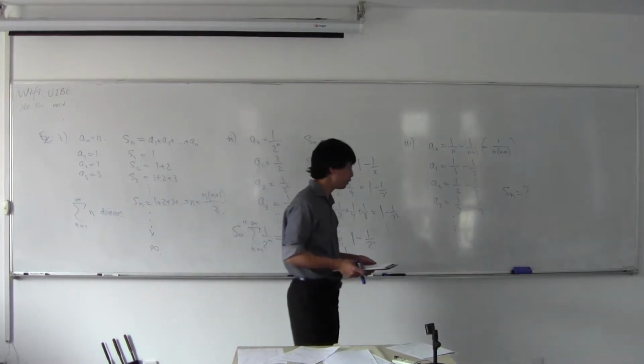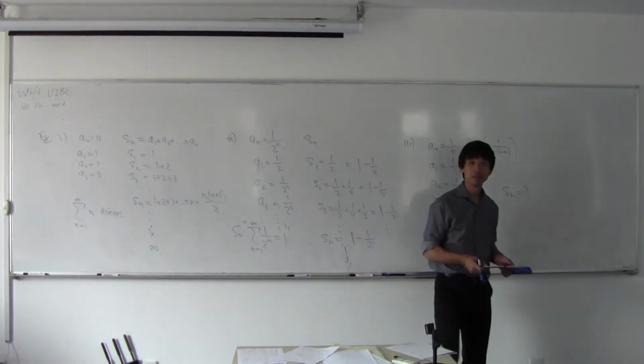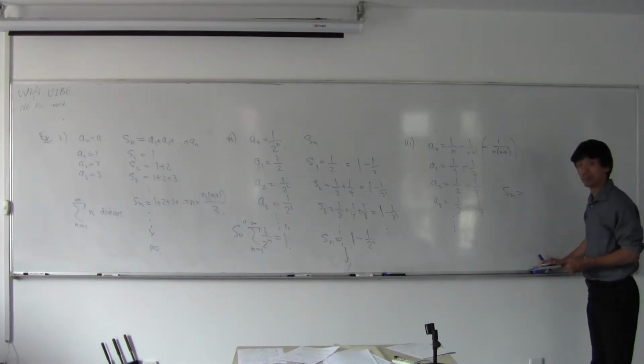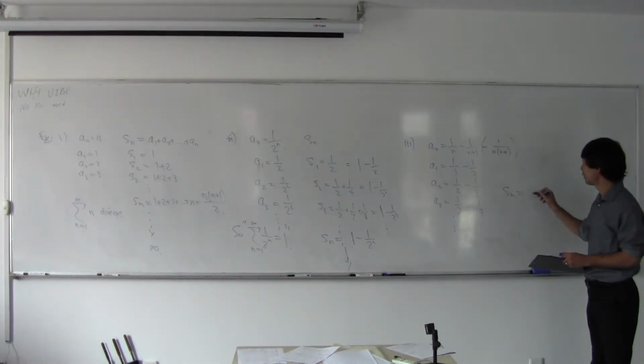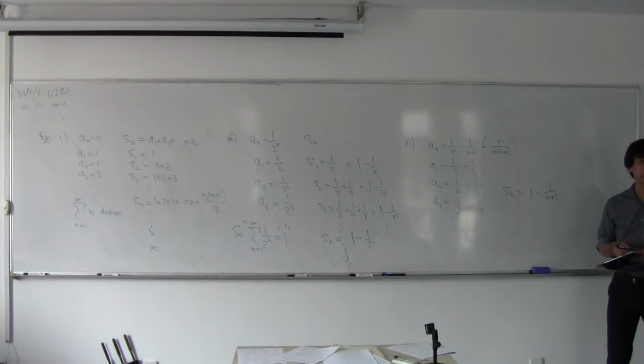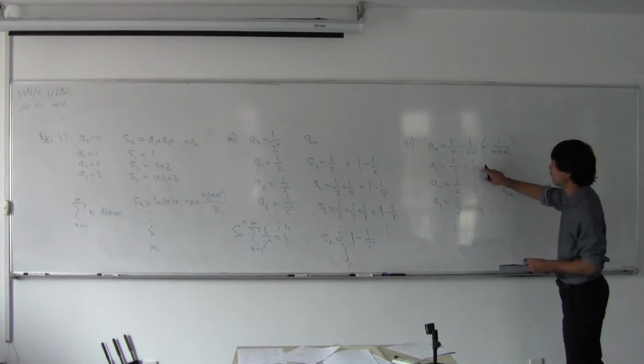Okay, who can tell me what it is? The sum of the first n terms is 1 minus 1 over n plus 1. Did anyone get that? Great, that's right. Because you see what happens.